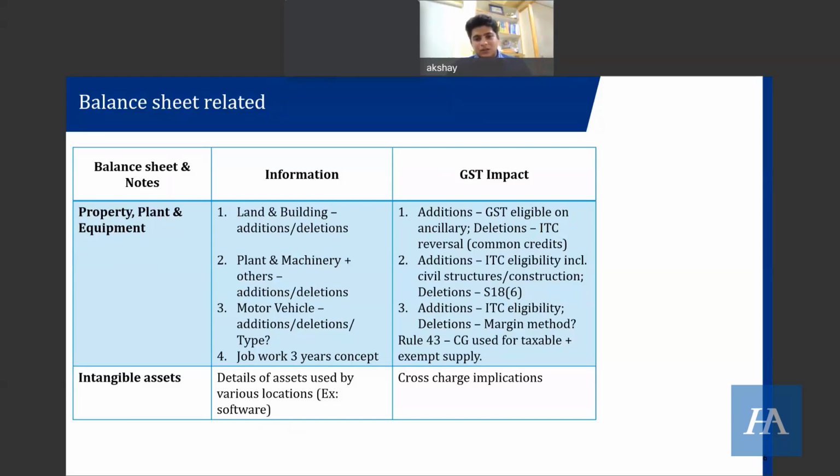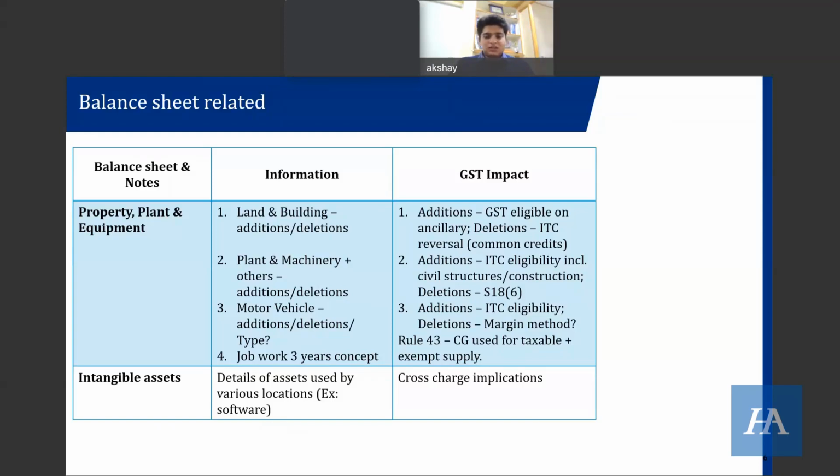Coming to motor vehicles, generally the ITC is ineligible, especially when it is used, even though used for business purpose, just for transportation of your employees. But here there are various possibilities: where it is more than 13-seater, ITC is eligible; where it is less than 13-seater, it is not eligible. Where motor vehicles are used for transportation of goods, it is completely eligible.